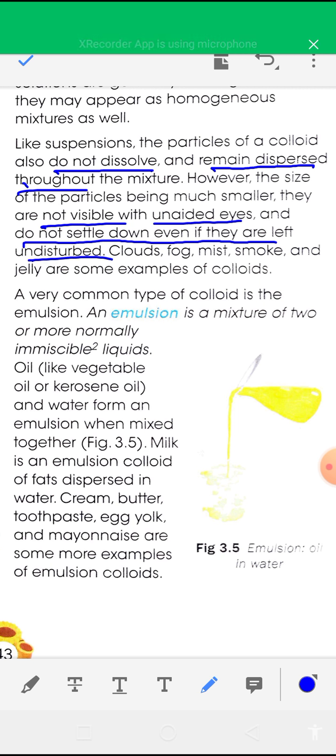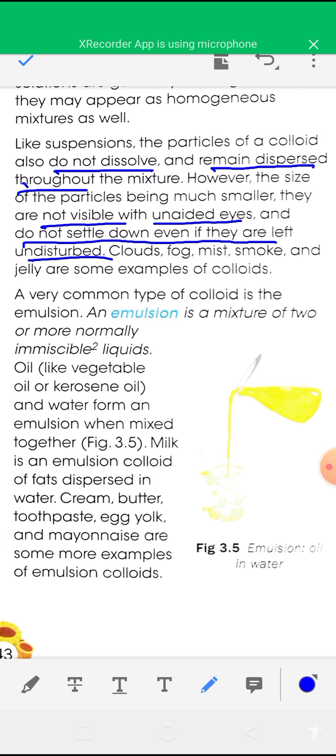Okay, this is the difference between colloid and suspension. The particles of suspension can easily settle down, but particles of colloid do not settle down even if they are left undisturbed, and particles of suspension can be visible with unaided eyes, but particles of colloids are not visible with unaided eyes. Okay, so there's a difference between colloid and suspension, although both are heterogeneous mixtures.